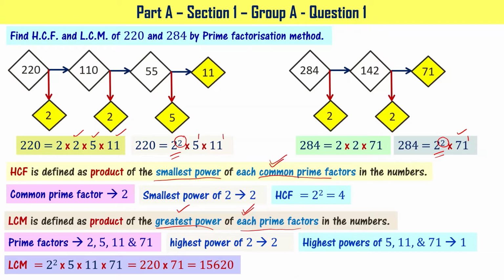When you multiply all these, you will get the answer as 15,620. If you observe, these 3 are equal to 220, right? That's why you can simply say that 220 times 71, that is equal to 15,620. So let's write that LCM is 15,620. So we solved the problem. We got HCF as 4 and LCM as 15,620. Now let's go to the next question.